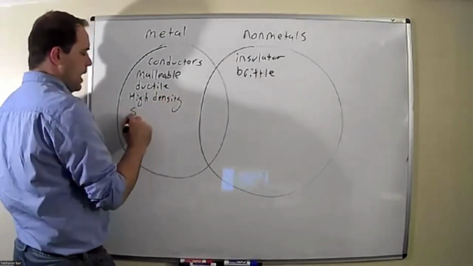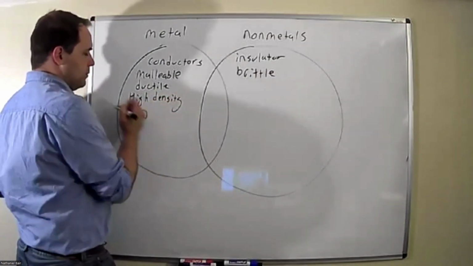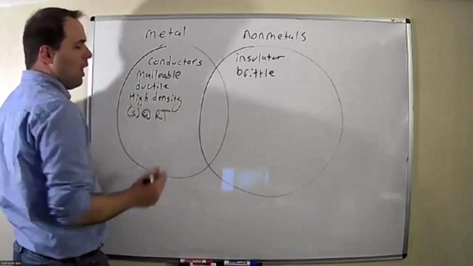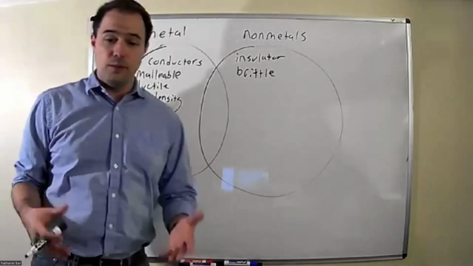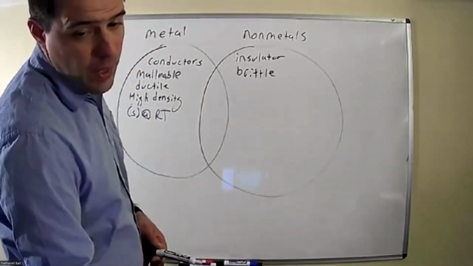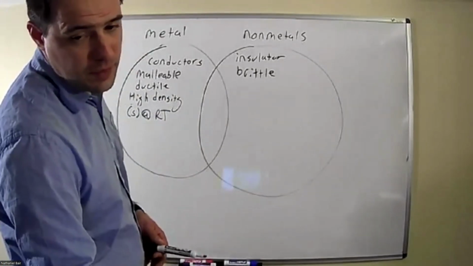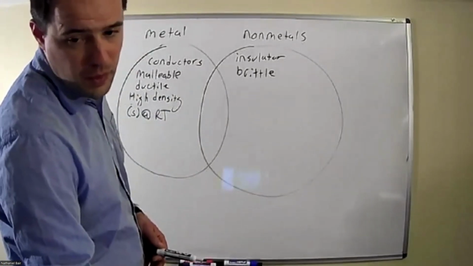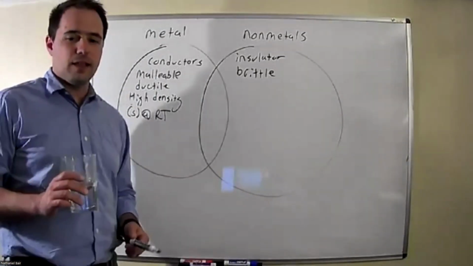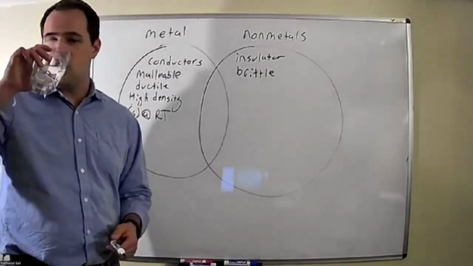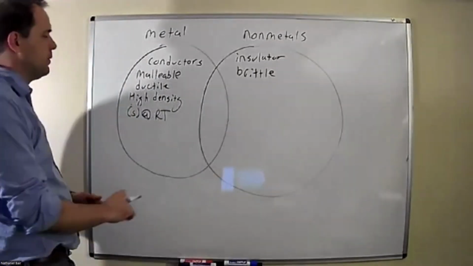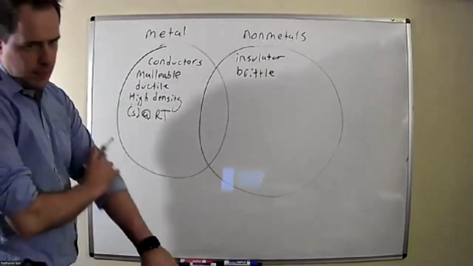They tend to be solids at room temp. There's only one exception. There's only one metal that is not a solid at room temp. Anybody know the only metal that is not a solid? You can type it in the chat if you don't want to unmute yourself. Anybody know the only metal that's not a solid? It's actually a liquid at room temp. There you go. Excellent, guys. Thank you. Yeah, it's mercury. But all the other ones are solids.